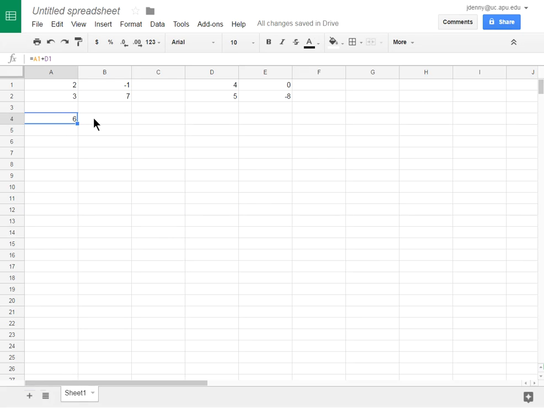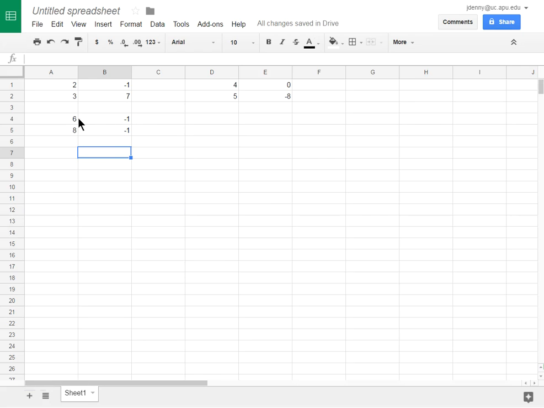Now, it might be a lot of work to go through all 4 cells and do that, but you don't need to. Again, you can just drag the formula over and it understands that it's going to add the cells adjacent. Drag it down and there's our answer. 2 plus 4 is 6, -1 plus 0 is -1, 3 plus 5 is 8, 7 plus -8 is -1.